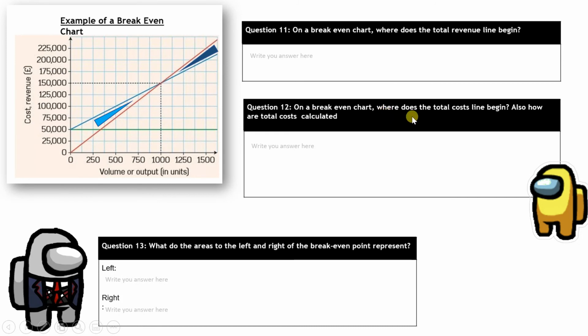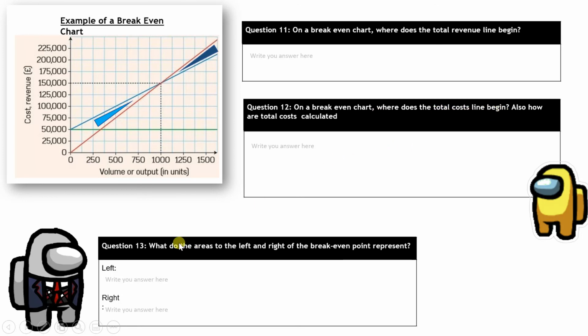Question 12. On the break-even chart, where does the total cost line begin? This is quite key. This is the point where it joins the green line. So go back to the slide 8 and you should be able to see your definitions. I've given you the words there as well. That should give you a clue as to why it begins on top of the green line.